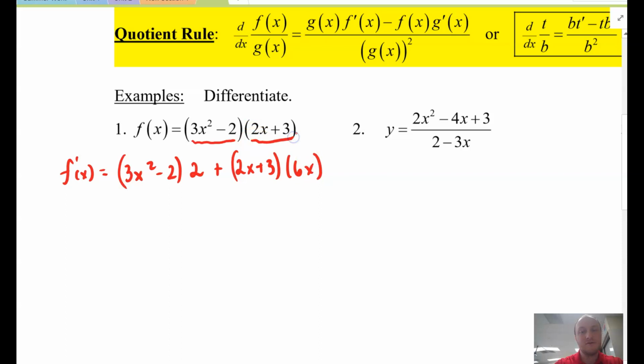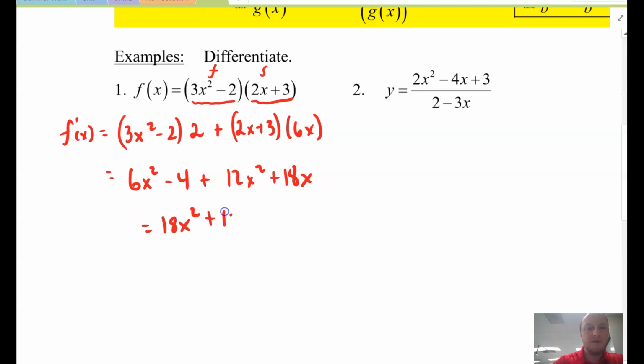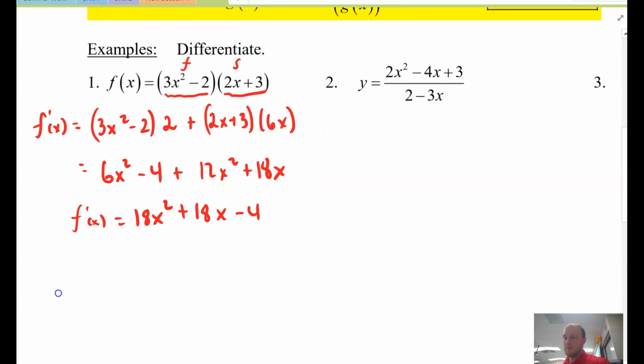When I say first and second, this is what I'm talking about. This is your first function. This is your second function or piece, if you will. And there is your derivative. Naturally, we're going to have to distribute this out and simplify. This gives us 18x squared plus 18x minus 4. And there is f prime of x. That's the product rule.